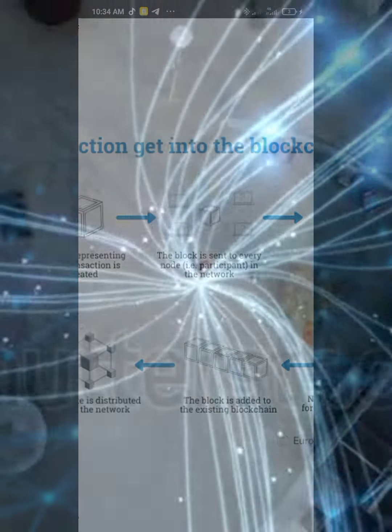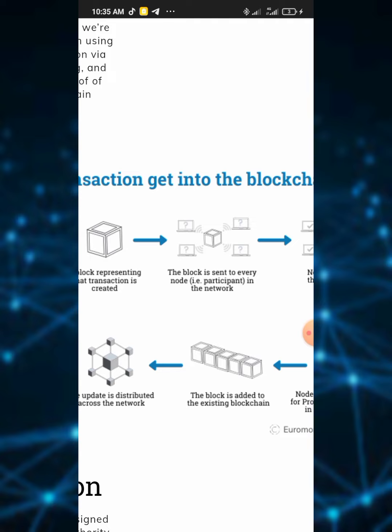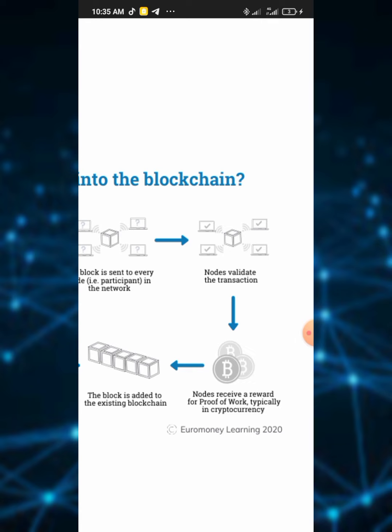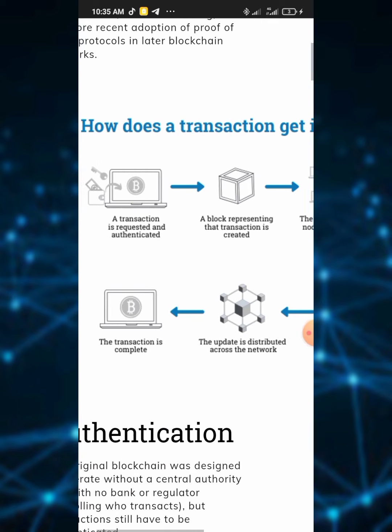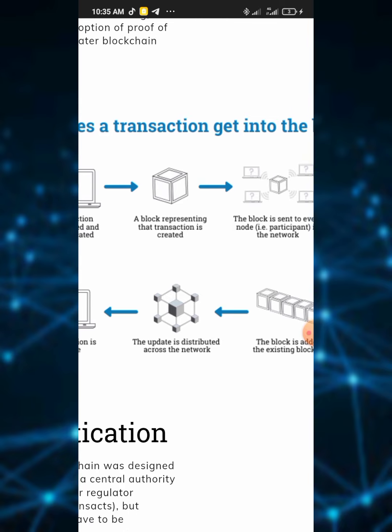All right, so in the network, the transaction or the information is represented by a particular block, and the block is being sent to different computers, different nodes. Okay, then the nodes validate the transaction, and once the transaction is validated, the transaction will be completed, and that particular transaction or that particular block will be stored in the network.